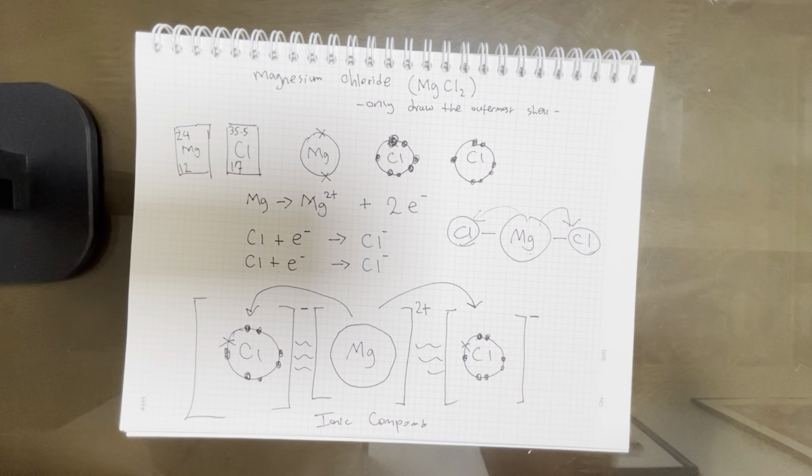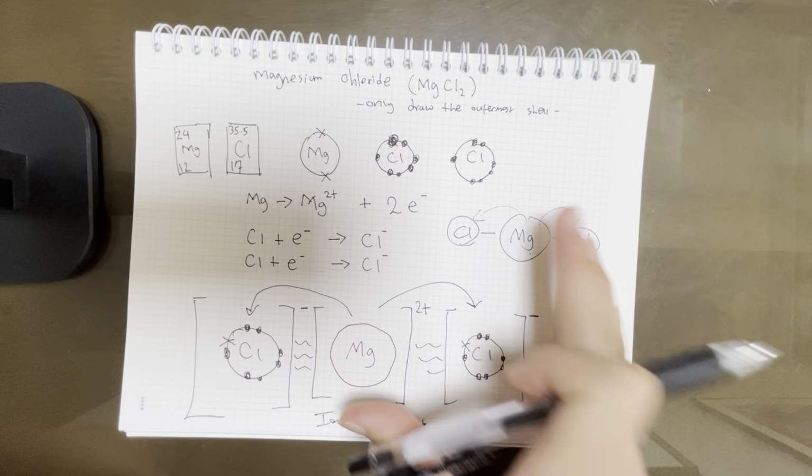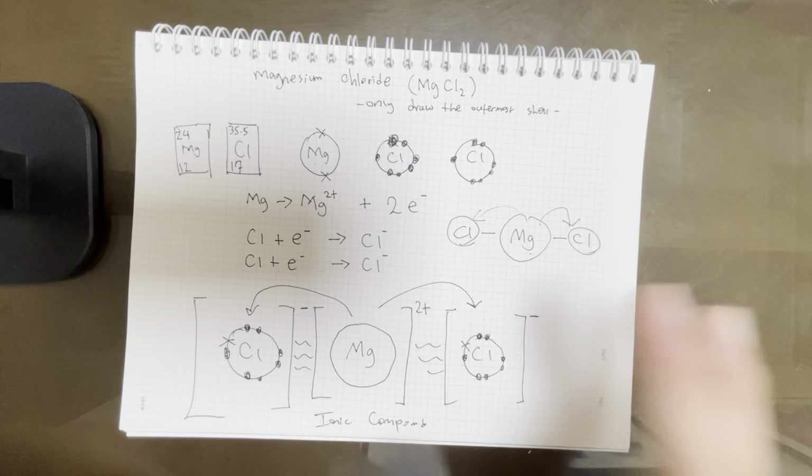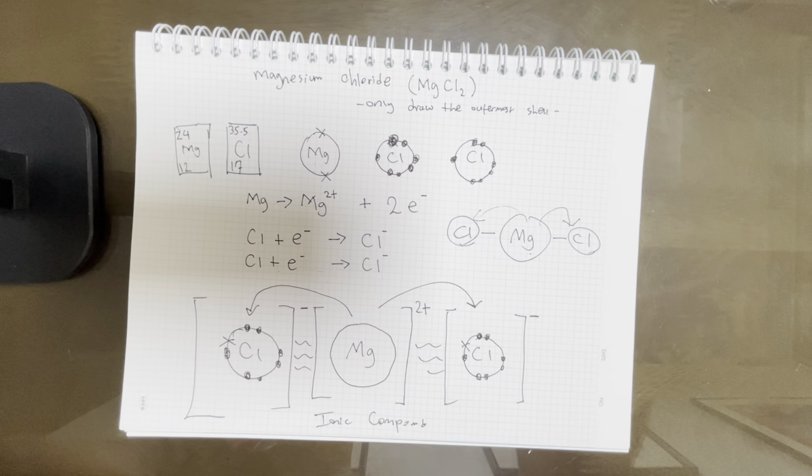In the coming videos, I'll look at ionic compounds in more detail because they have special properties. And also I'll look at the differences between ionic bonding and covalent bonding, which is also a different type of bonding, but covalent bonding only occurs between nonmetals.